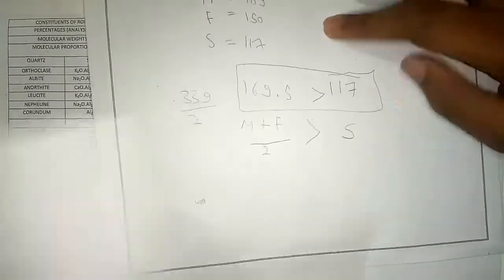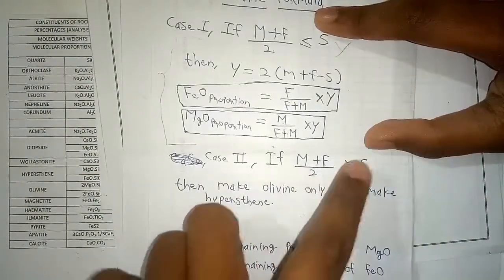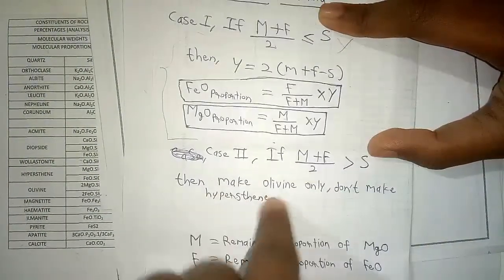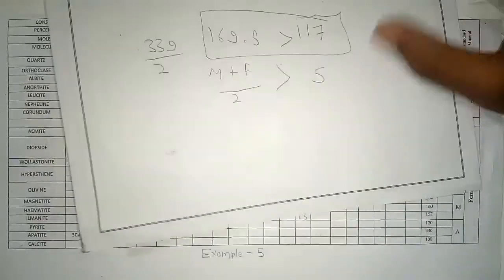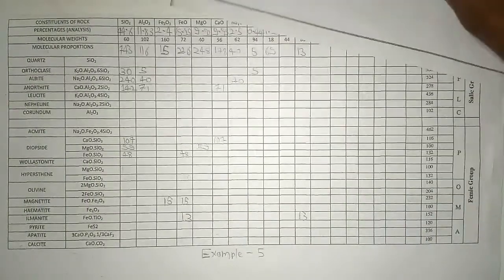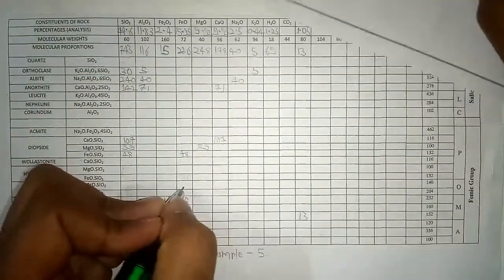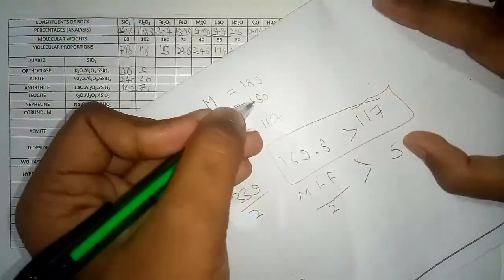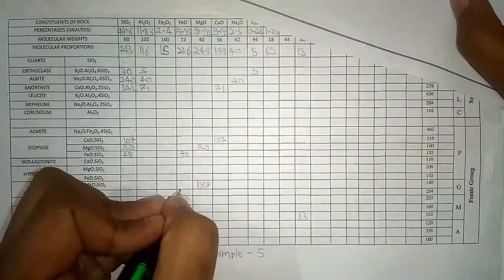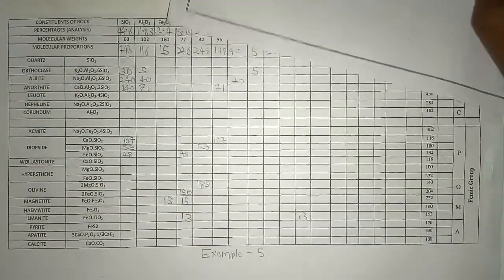So we will be applying our case 2, that is, if (M+F)/2 is greater than S, then make olivine only, don't make any hypersthene. So we will make full olivine from whatever is left over. So how much do we have left? 189 M. So we will make olivine of 189 M, and we were having 150 F, so we will be making 150 F. And in the same way we will be writing their SiO2 values.